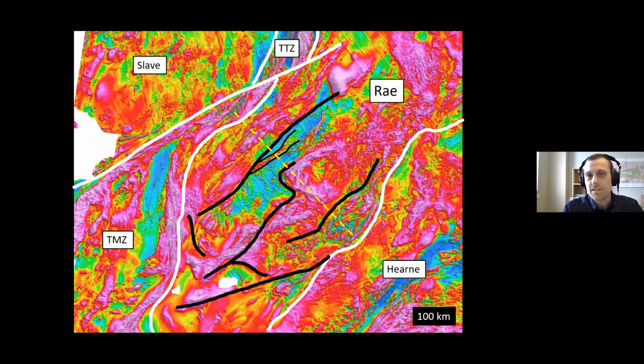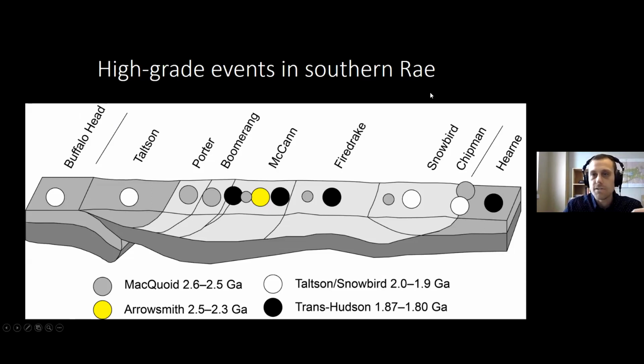Along this yellow dashed line, I made a cartoon lithosphere figure here that delineates the various domains we have in the South Rae in the Northwest Territories. On the far west, we have the Taltson Orogen and Buffalo Head terrane, and on the far east, we transition into the Hearne Craton. Now, what I wanted to show you with this figure is just a very simple schematic illustration of the distribution of high-grade tectonothermal events that have affected the crust there.